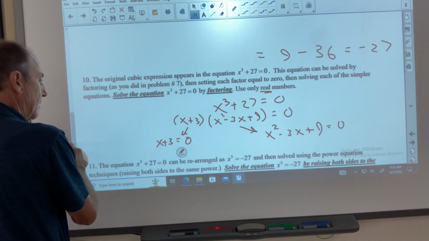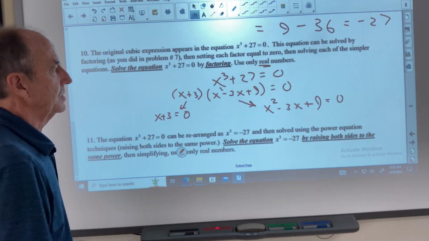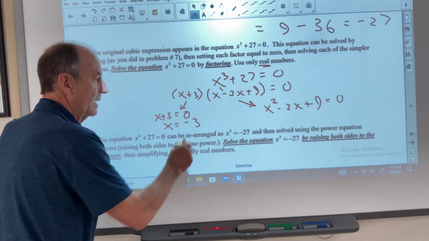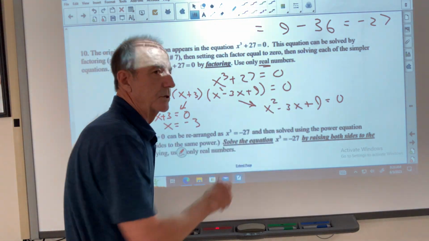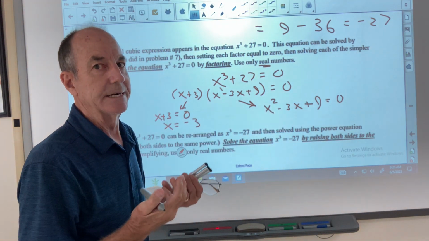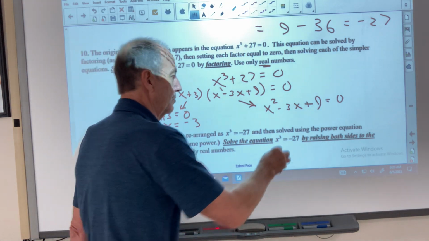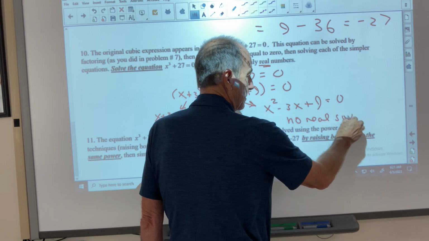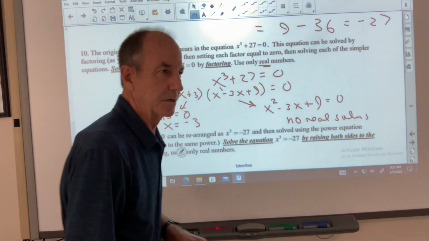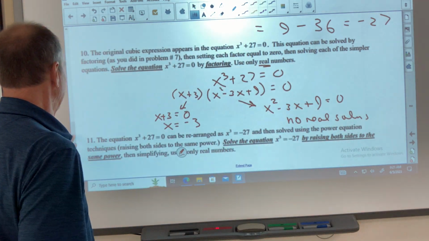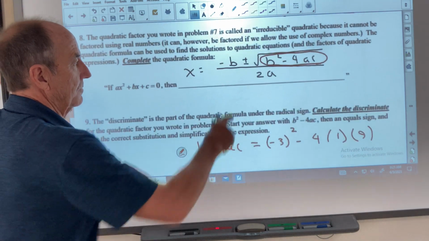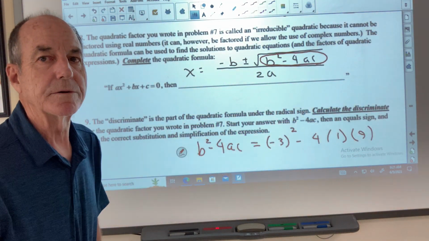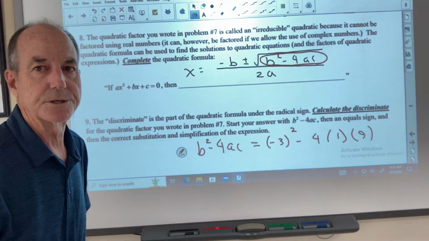And then it said to solve each of those simpler equations, right? So if x plus 3 is 0, then x is negative 3. And if this is equal to 0, we've already seen that it has a negative discriminant, so no real solutions over here. Because if we tried to attack it with the quadratic formula, this part would be a negative 27, and you can't take the square root of negative 27 in the real number system.